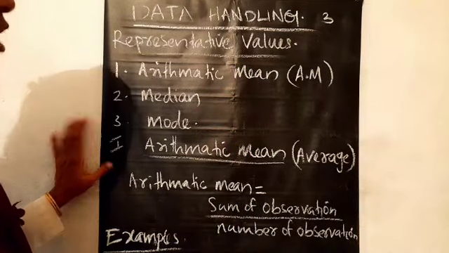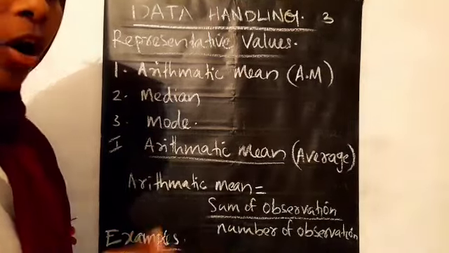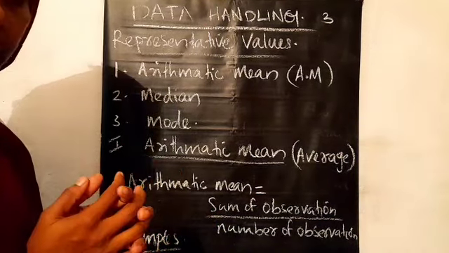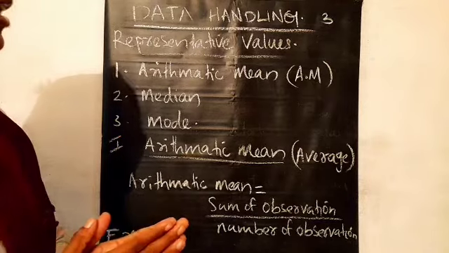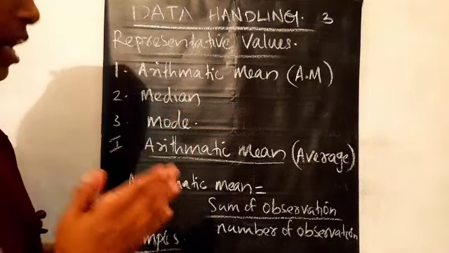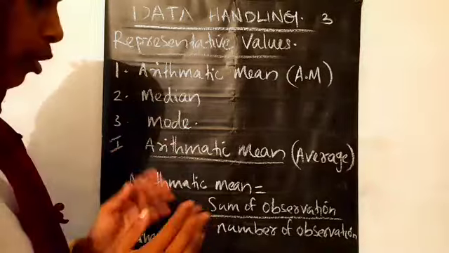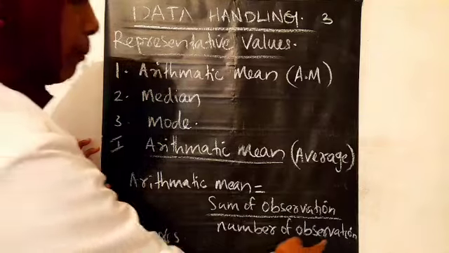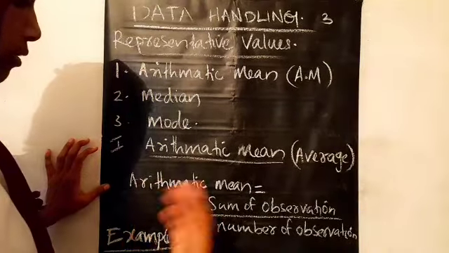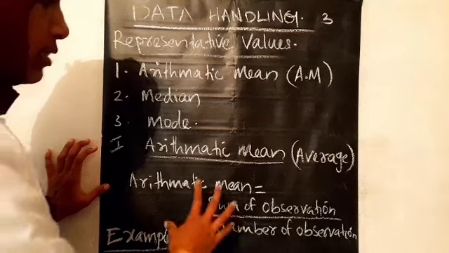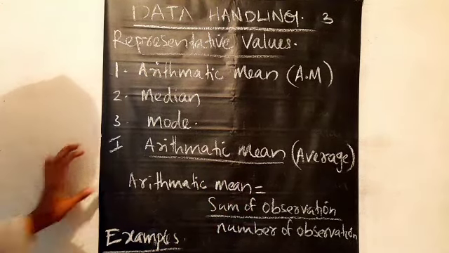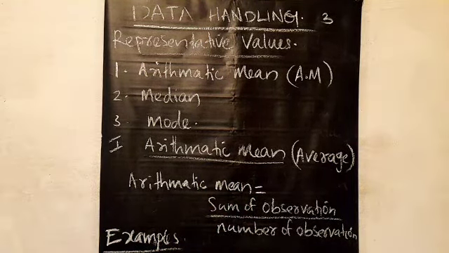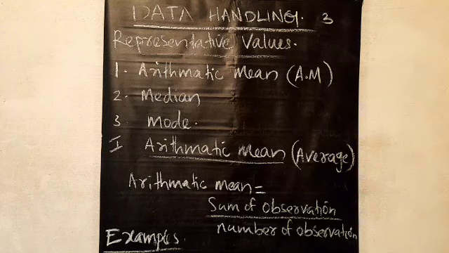So what is the equation to find arithmetic mean, or average, or AM? It is the sum of the observations divided by the number of observations. Arithmetic mean equals sum of the observations by number of observations. Now we are going to discuss this using an example. Once again, we have three types of representative values: first arithmetic mean, next median, and the third one mode.